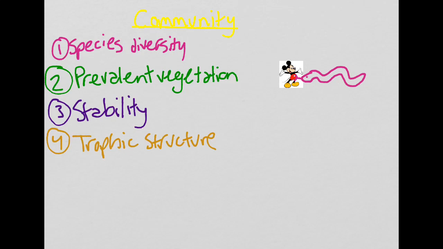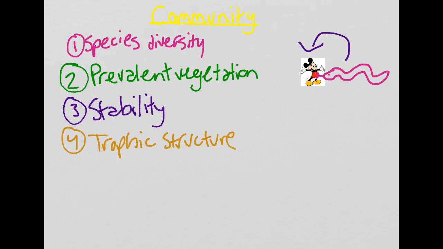So, just a quick example, a very basic way of describing the trophic structure is snake eats Mickey Mouse. So at this point, the consumer or predator is the snake, and the prey is Mickey Mouse.